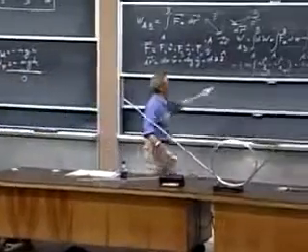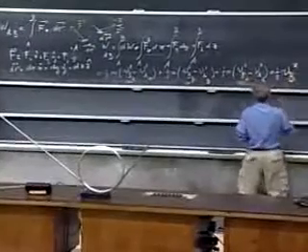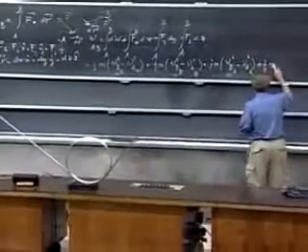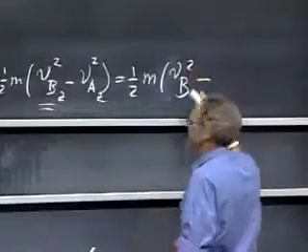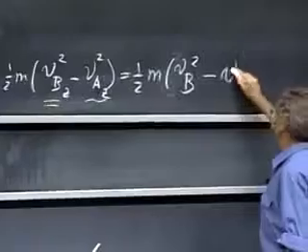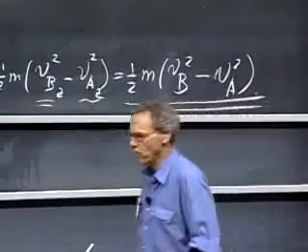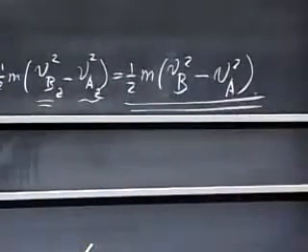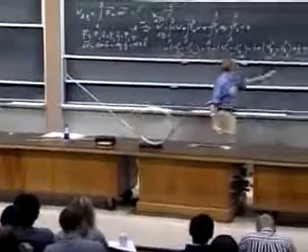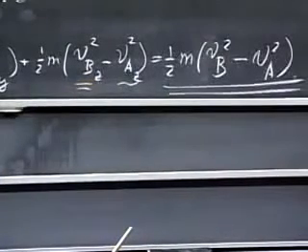So if you add up these three terms, you get 1/2 m times vb squared, I lost my m, let me put my m in there, minus va squared, and you get exactly the same result that you had before, namely that the work done is the difference in kinetic energy. You can always think of these as speeds. Velocity squared is the speed. It's the magnitude squared of the velocity.